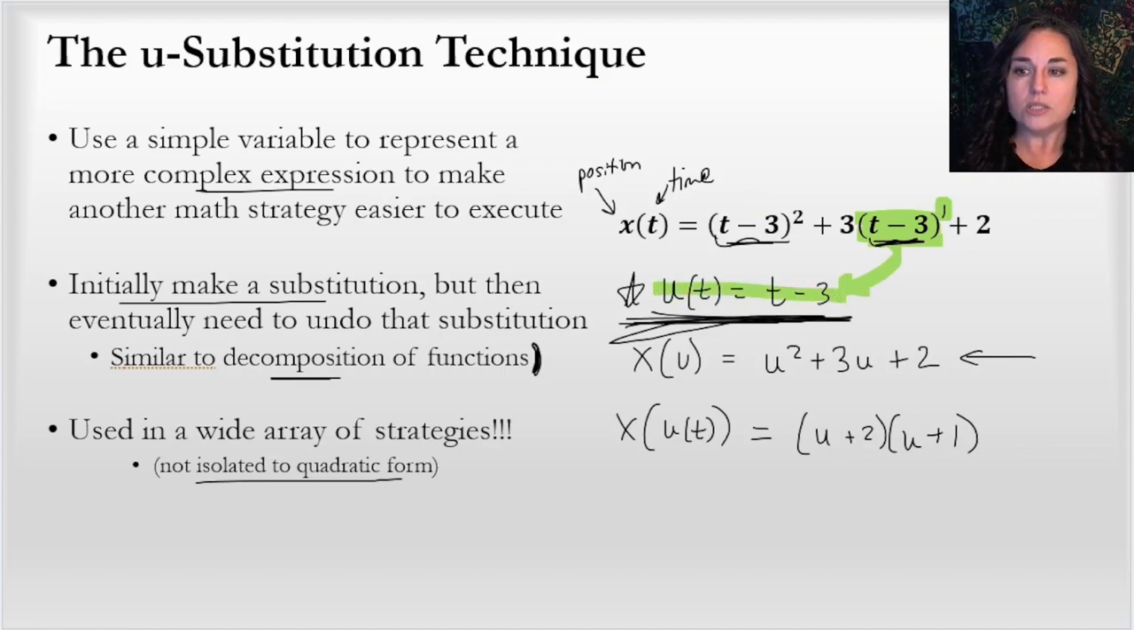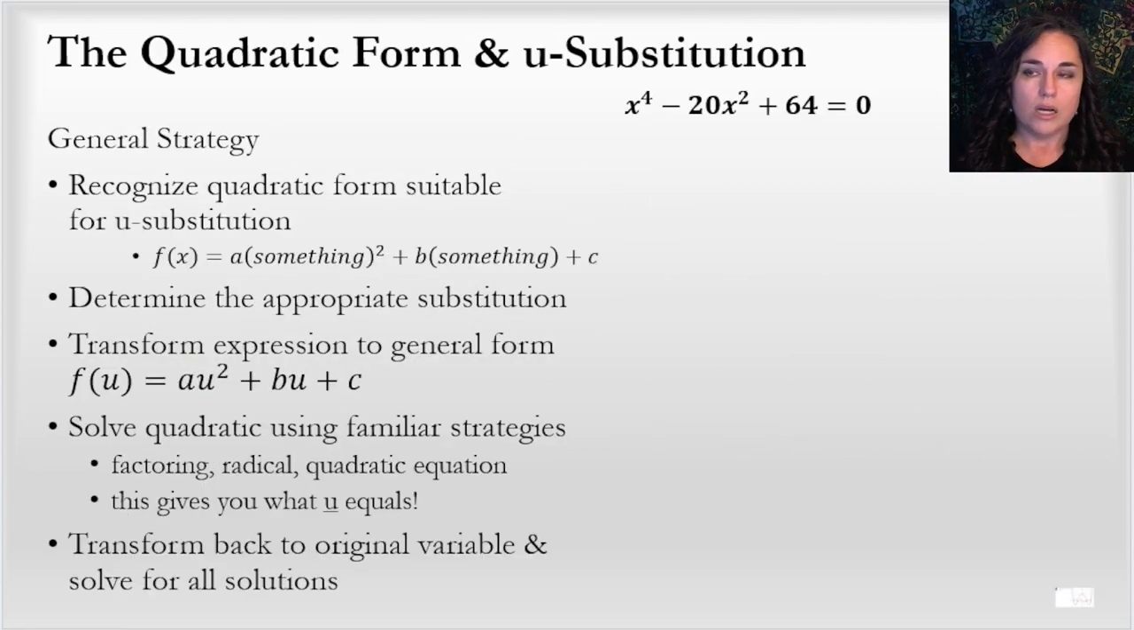So let's do some examples. I like to do examples. Let's look at the general strategy overall as we're doing this. I have an example over here in the general strategy. What we're going to do is recognize the quadratic form suitable for u-substitution. And so I put in a times something squared plus b times something plus c, right? Because our something is going to be our u-substitution. That's what we're going to substitute our u for.